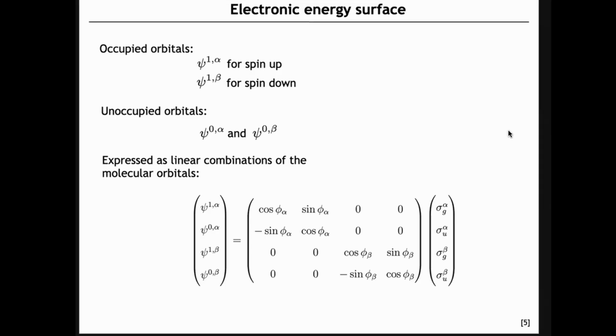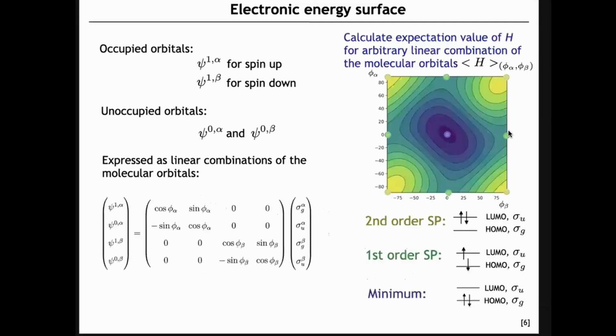And really, because we're going to conserve normalization, the expansion coefficients are simply sines and cosines. And so we can represent all 4 possible wave functions here with just 2 parameters: a phase for spin up and a phase for spin down, phi alpha and phi beta. So that's nice. Then we can make a contour plot. And we can calculate the expectation value of the energy for every possible wave function that can be constructed from this basis.